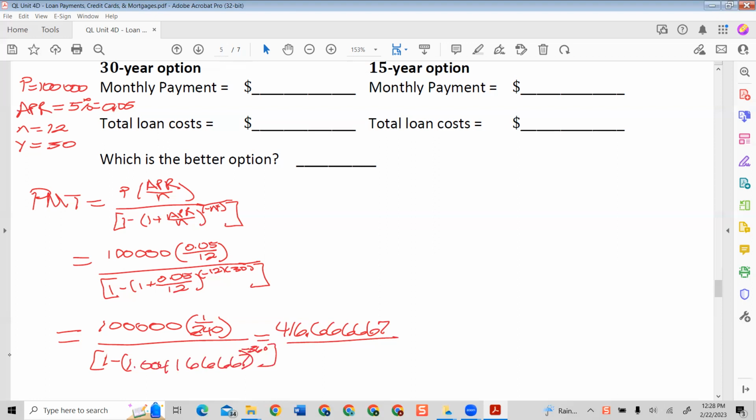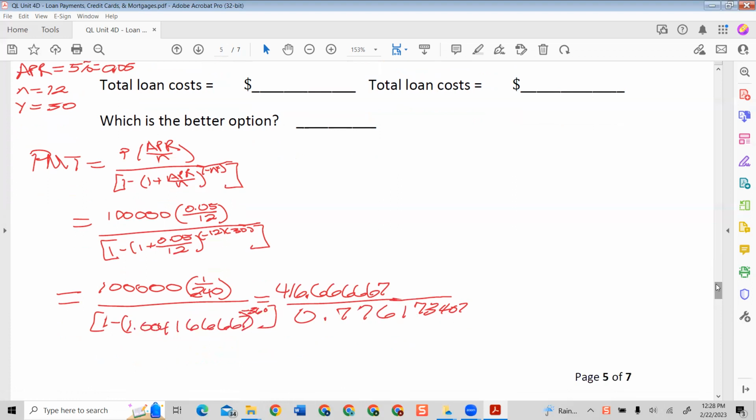All right, so now I get in the denominator 0.776173407. Be careful on the numbers you work with. If you round, don't round too early. I would at least go out 6 or 7 places before I rounded, because you can be off by tenths of a point or hundredths of a point. So let's calculate the payment. We are almost done here. So we're going to take that top number, divide it by that bottom number.